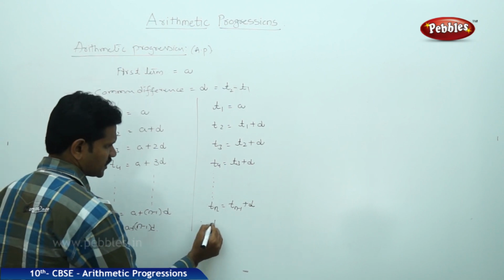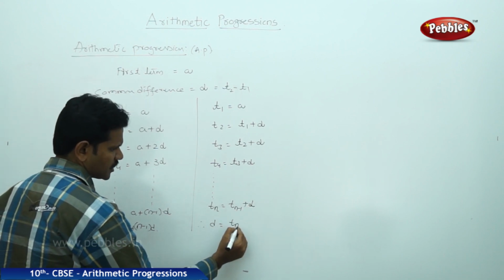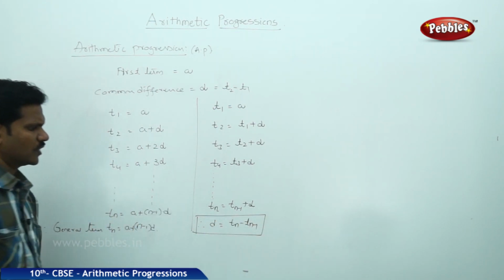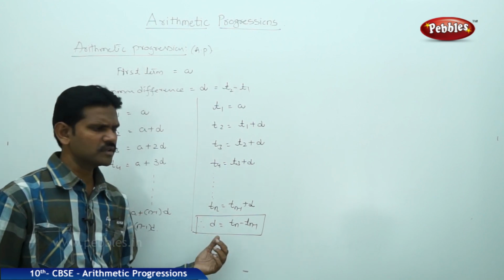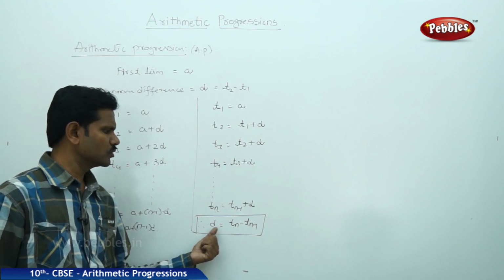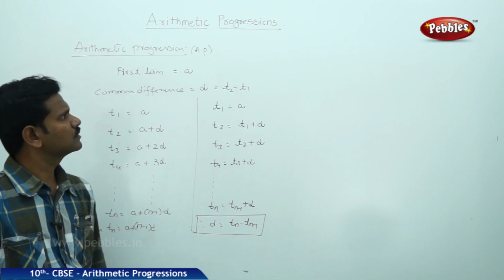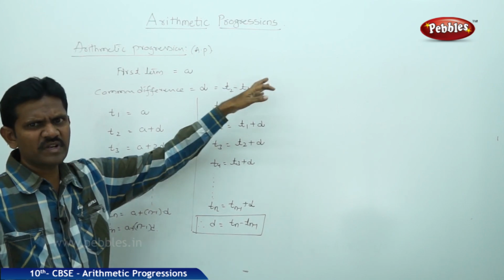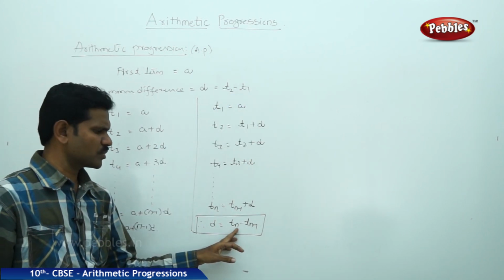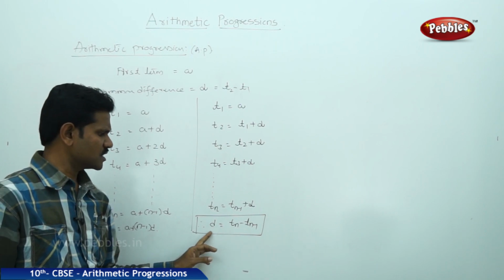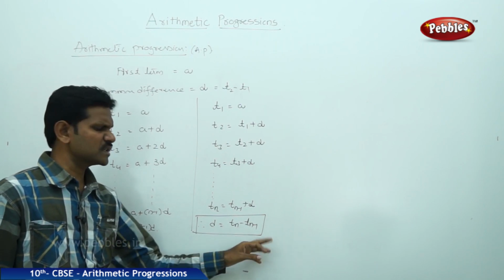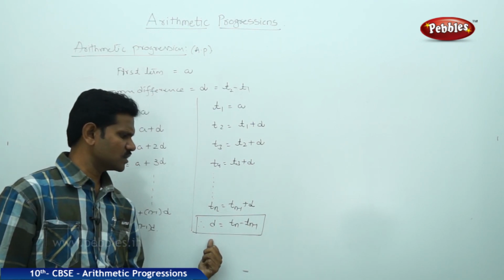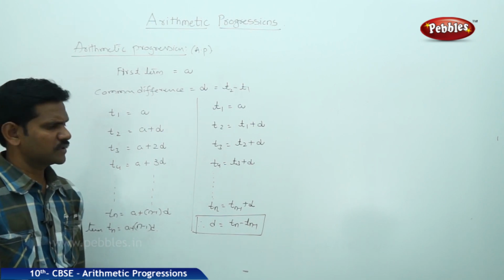Therefore, the formula to find D, the common difference, is D equal to Tn minus Tn minus 1. At the very beginning itself, the common difference formula was written as T2 minus T1. Let us substitute 2 in place of n, that is, D is equal to T2 minus T(2 minus 1), that is T1. So D is equal to T2 minus T1. This is the general formula to find the common difference.